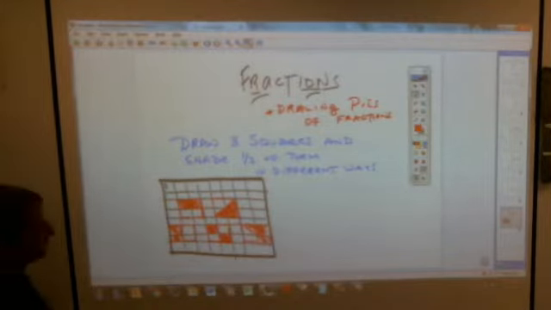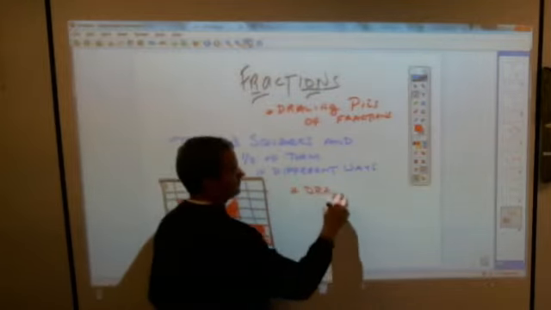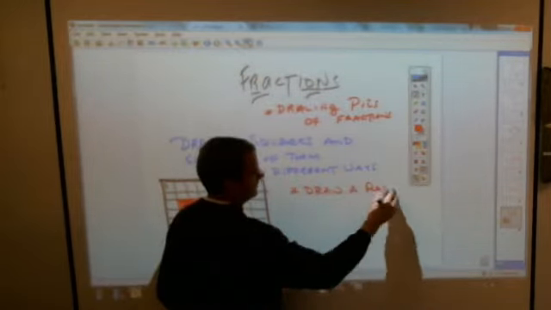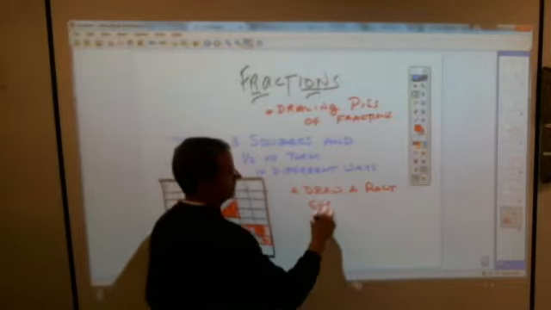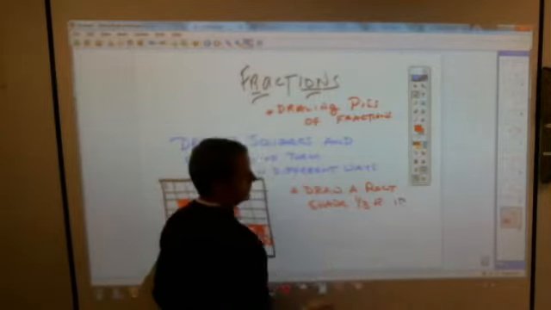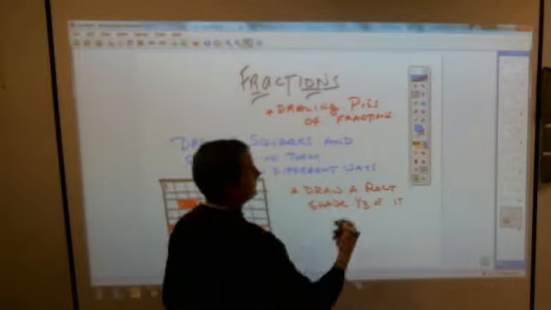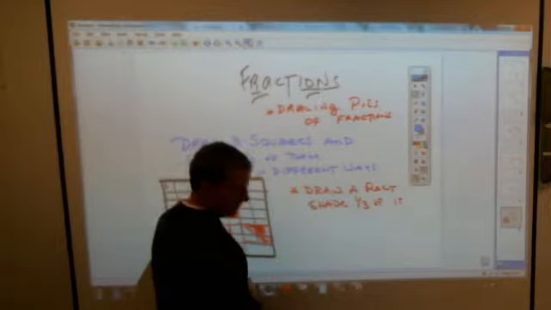Or how about this one? Another one. Draw a rectangle and shade a third of it. Draw a rectangle, shade 1/3 of it, and I'll give you clues. If you want to draw a nicer rectangle, I've probably told you this before.